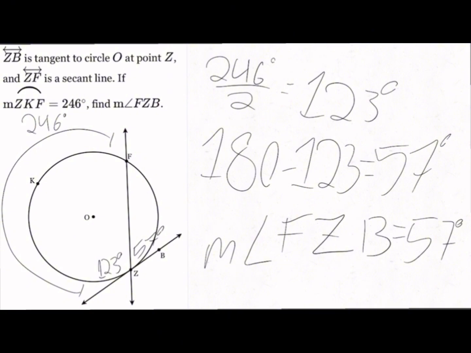Alright. Inscribed angle again here. So you'd find the measure of this angle by dividing 246 by 2. 180 minus 123 will net you your angle.